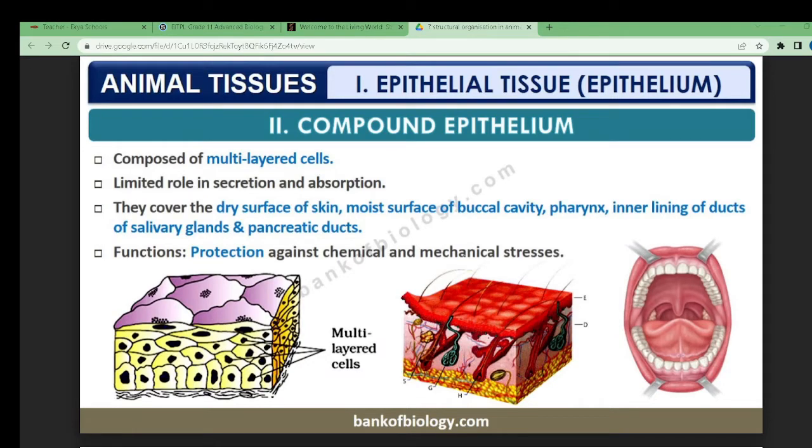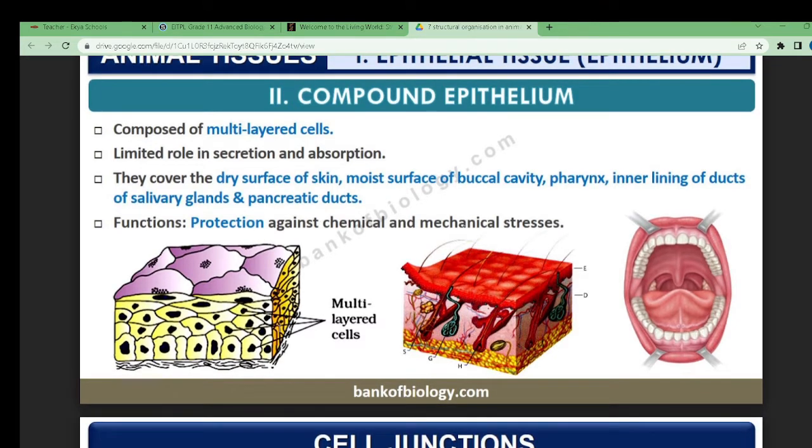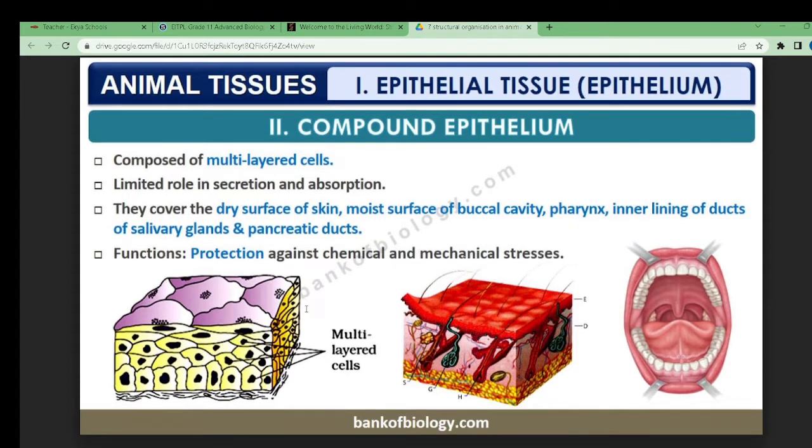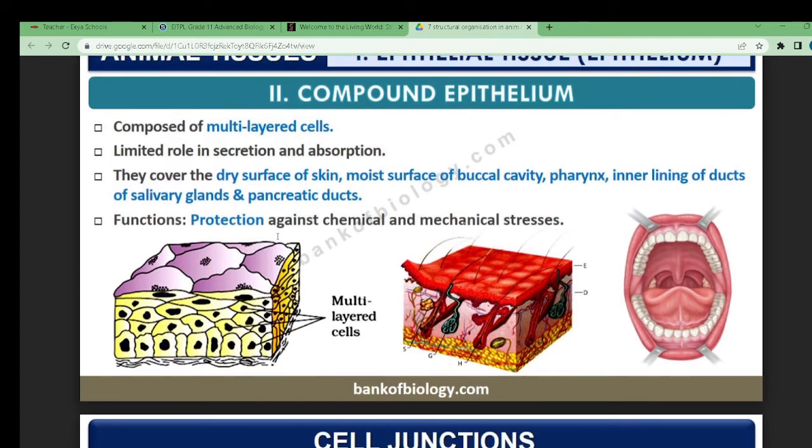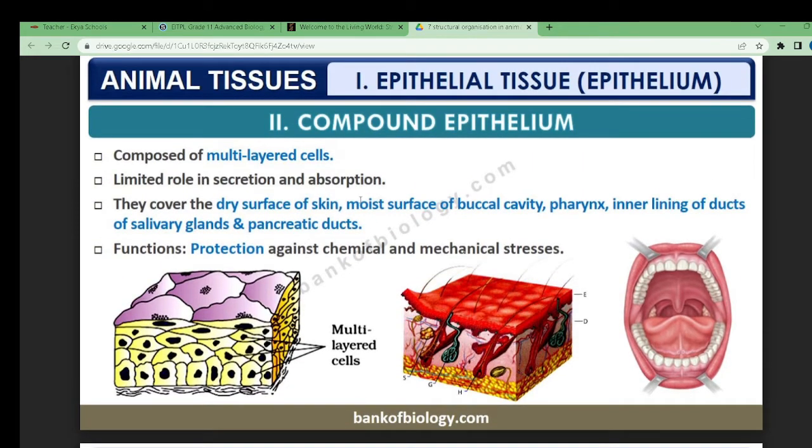Next, we'll start with the compound epithelium. It is composed of multi-layered cells. Here the cells are multi-layered, that's why it's compound and complex. It has a limited role in secretion and absorption. They don't have that much role in secretion and absorption, but yes, some compound epithelium perform it.